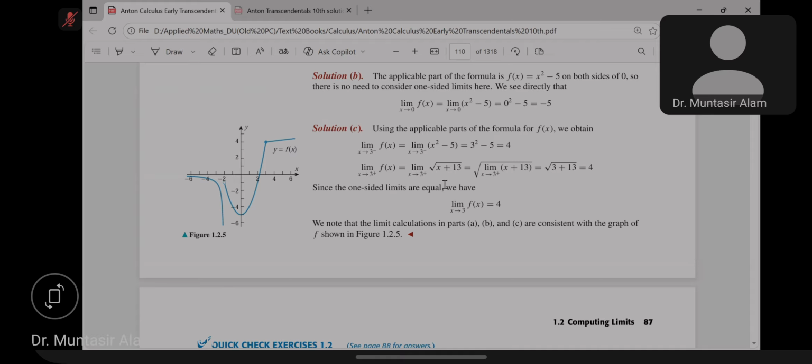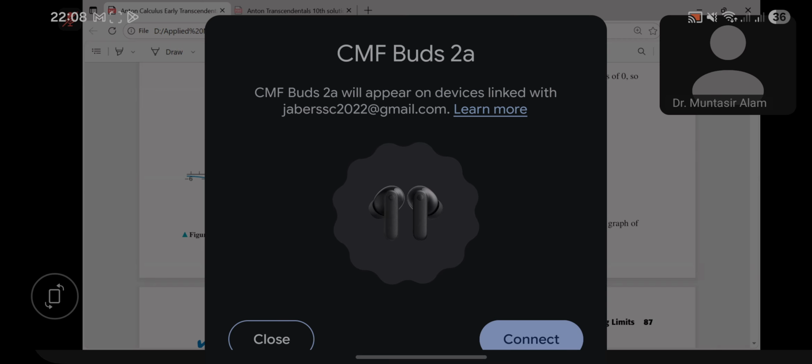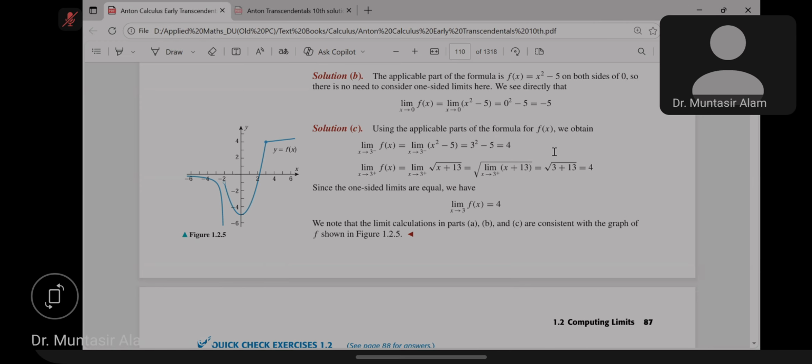So whenever you take the right hand limit as x approaches 3, you should consider the function square root of x plus 13. That means you need to substitute the value of x by 3. Then you take 3 plus 13, which is root over 16, means plus 4. So in this case, the right hand limit and left hand limit are the same. Therefore, we say the limit does exist as x approaches 3.